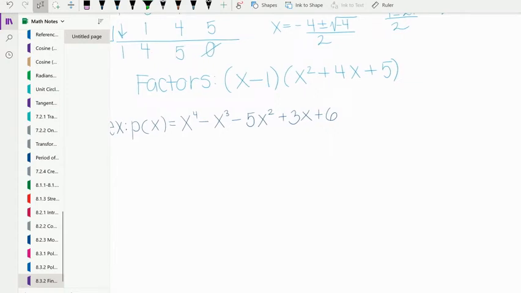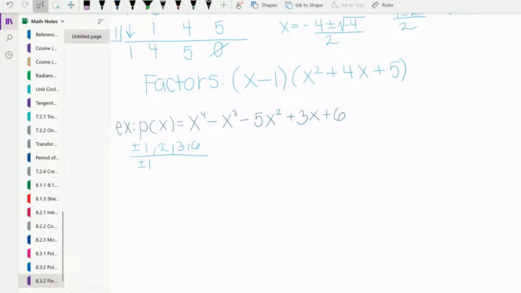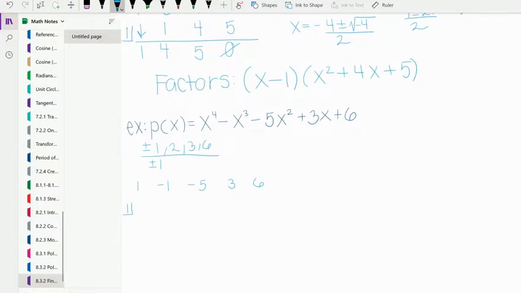So remember, step 1 is to find the possible factors of the constant term. So that would be plus or minus 1, 2, 3, 6, divided by plus or minus factors of the leading coefficient. So the 1 really doesn't matter. So let's go ahead and start testing. So I have 1, negative 1, negative 5, 3, and 6. And again, I'm going to just start with 1.